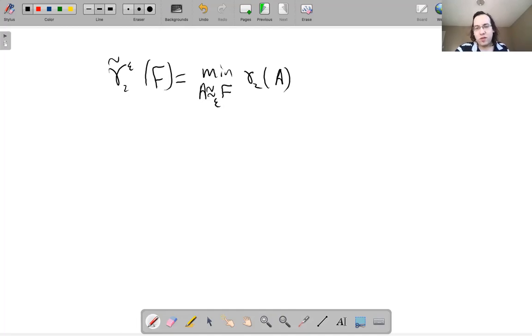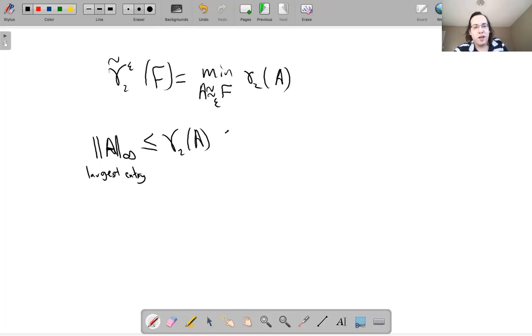So there's a list in the notes of a lot of different properties of the gamma 2 norm. But one thing to note is that the gamma 2 norm of a matrix is at least the infinity norm of the matrix. The infinity norm of A is the absolute value of the largest entry. And it's at most the infinity norm of A times the square root of the rank. Okay, so it's smaller than the rank.